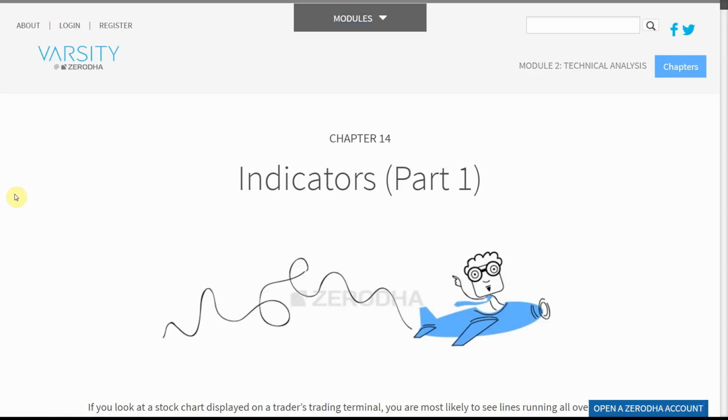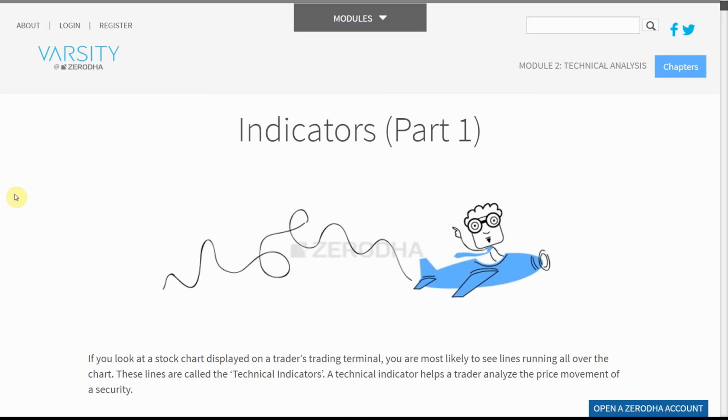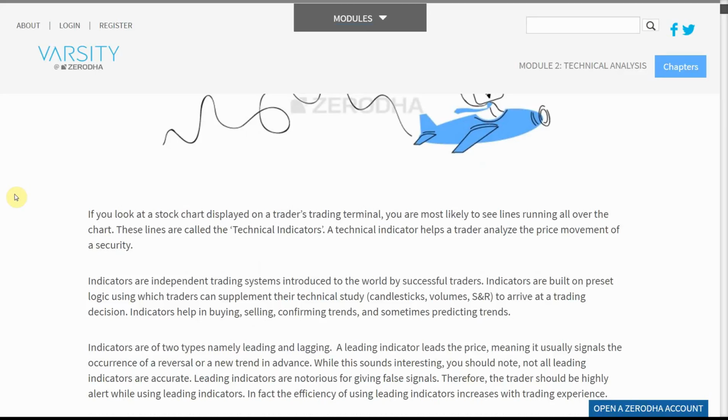Chapter 14. Indicators, Part 1. If you look at a stock chart displayed on a trader's trading terminal, you are most likely to see lines running all over the chart. These lines are called the technical indicators. A technical indicator helps a trader analyze the price movement of a security.